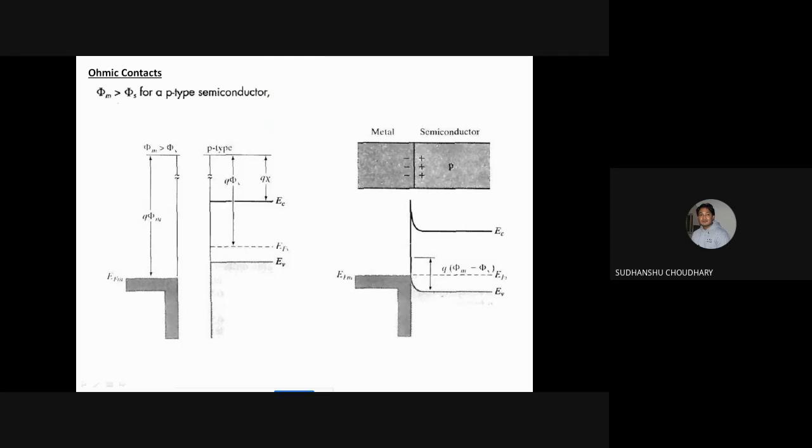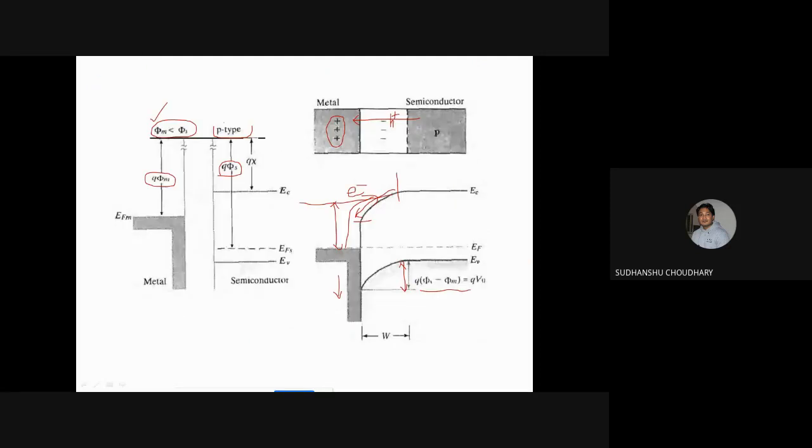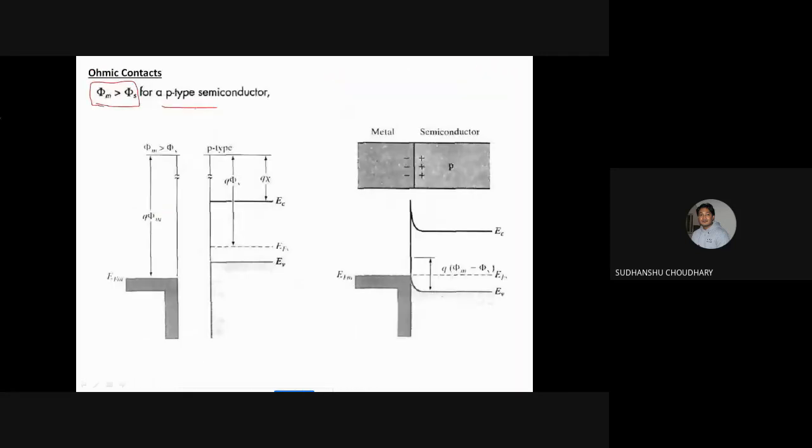Now in this case, you will see that the work function of the metal is chosen such that it is greater than the work function of the semiconductor, okay, for a P-type semiconductor. So earlier in the previous case of Schottky barrier, the work function of the metal was less than the work function of the semiconductor. But in the ohmic contact case, the work function of the metal is greater than the work function of the semiconductor.